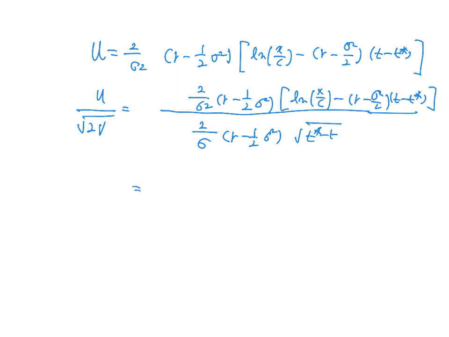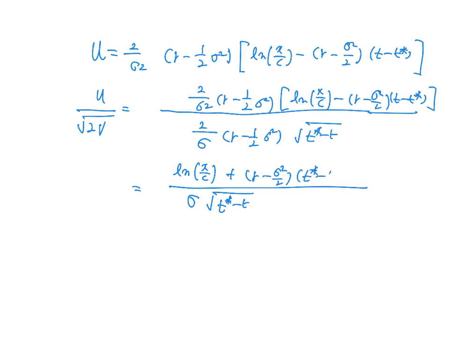is sigma square root of t star minus t over ln x over c minus, or we can change it, r plus minus sigma square over 2 t star minus t. So let's set this value as d2.